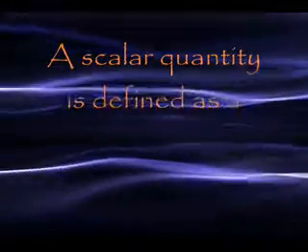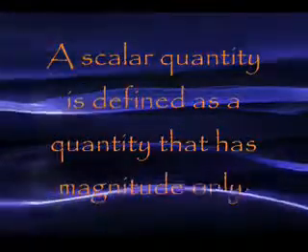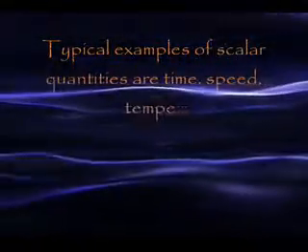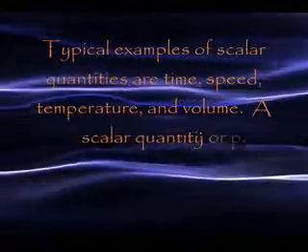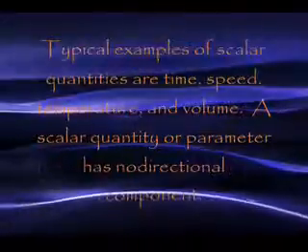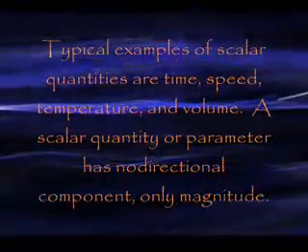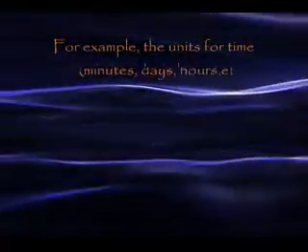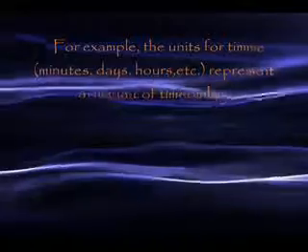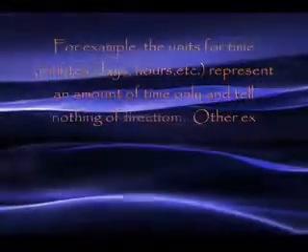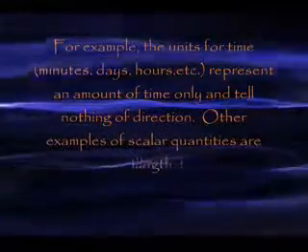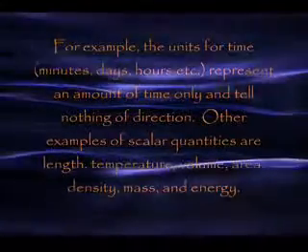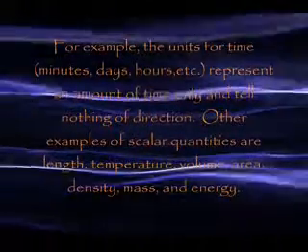A scalar quantity is defined as a quantity that has magnitude only. Typical examples of scalar quantities are time, speed, temperature, and volume. A scalar quantity or parameter has no directional component, only magnitude. For example, the units of time, minutes, days, hours, and so on, represent an amount of time only and tell nothing of direction. Other examples of scalar quantities are length, temperature, volume, area, density, mass, and energy.